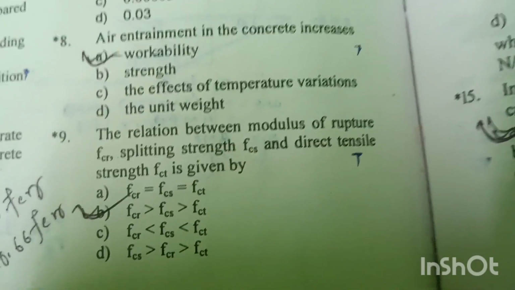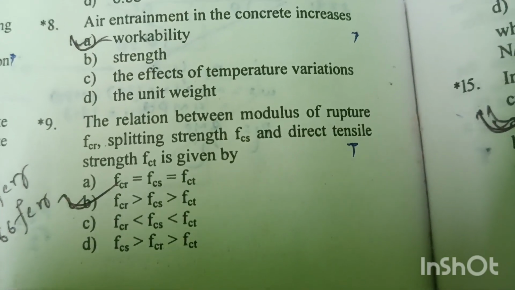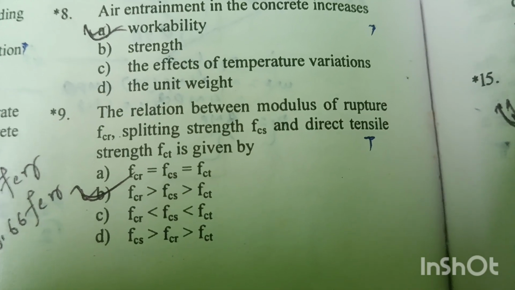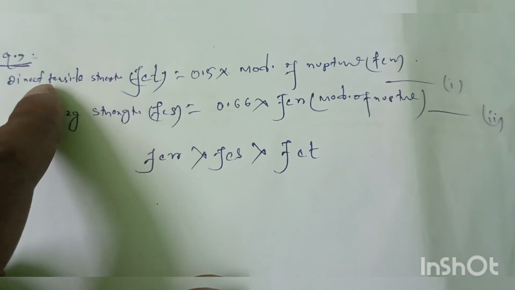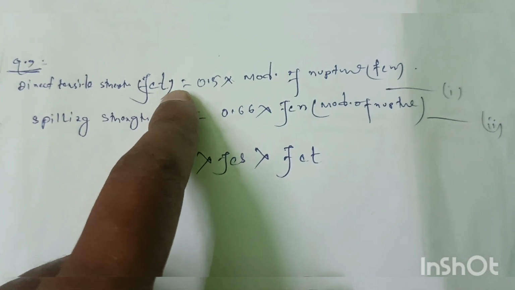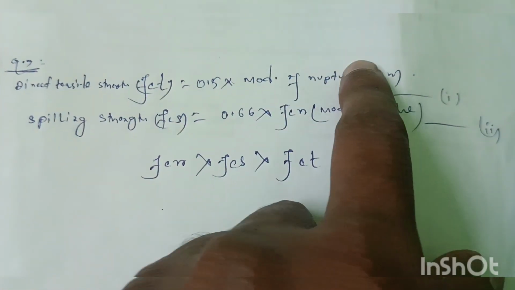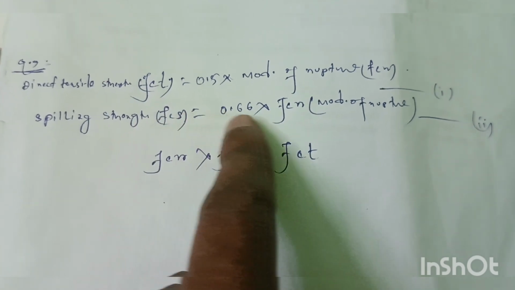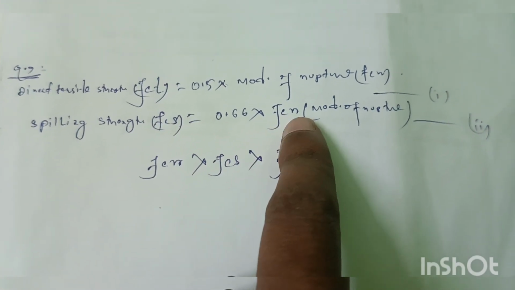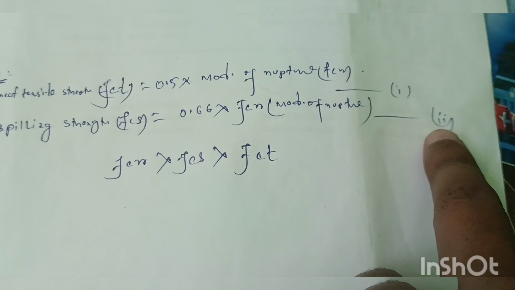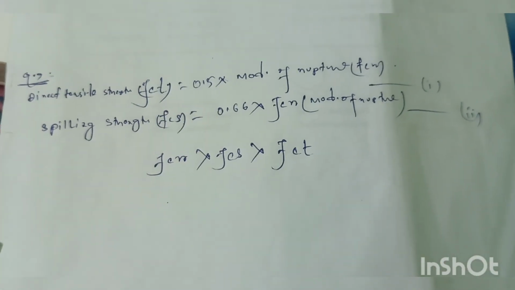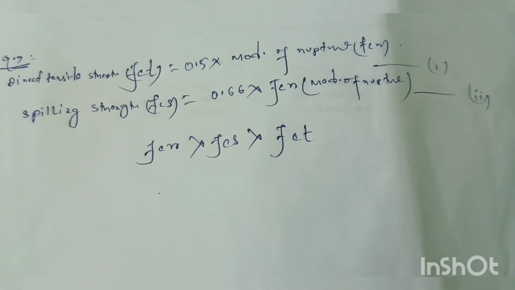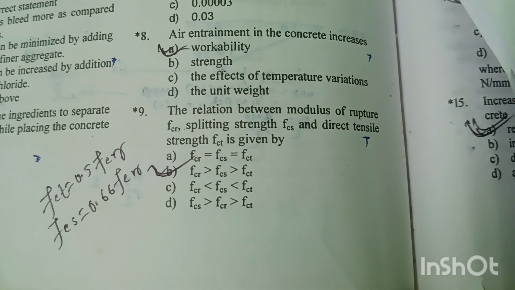Question number 9. The relation between the modulus of rupture FCR, splitting strength FCS, and direct tensile strength FCT is given by. We know the relation approximately. Direct tensile strength FCT is equal to 0.5 times the modulus of rupture FCR, and splitting strength FCS is equal to 0.66 times FCR, which is the modulus of rupture. This is equation 1 and this is equation 2. So from these two equations we can write FCR is greater than FCS, which is also greater than FCT. Option B is the right answer.